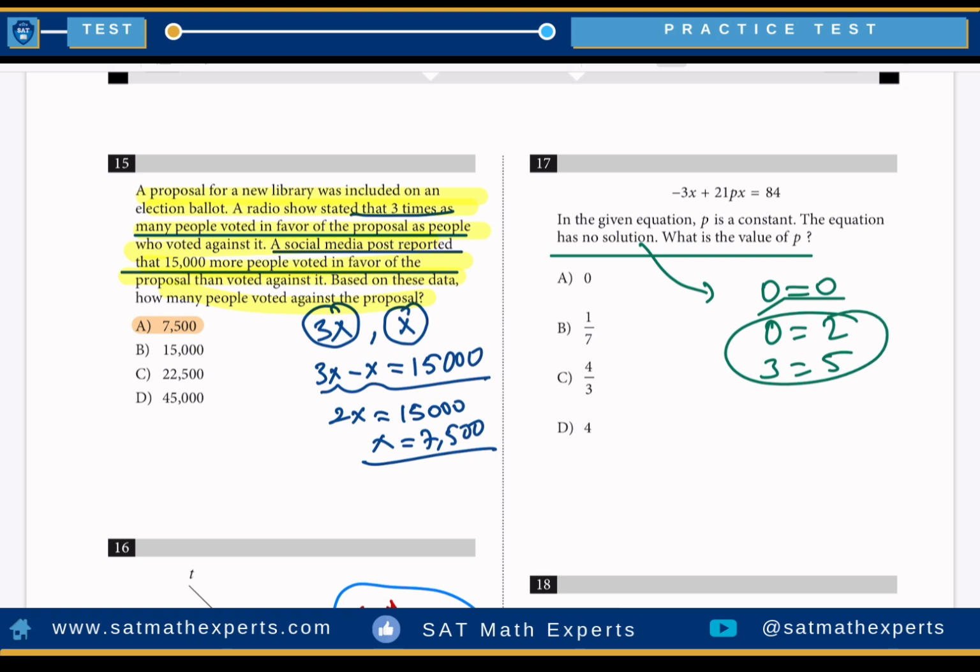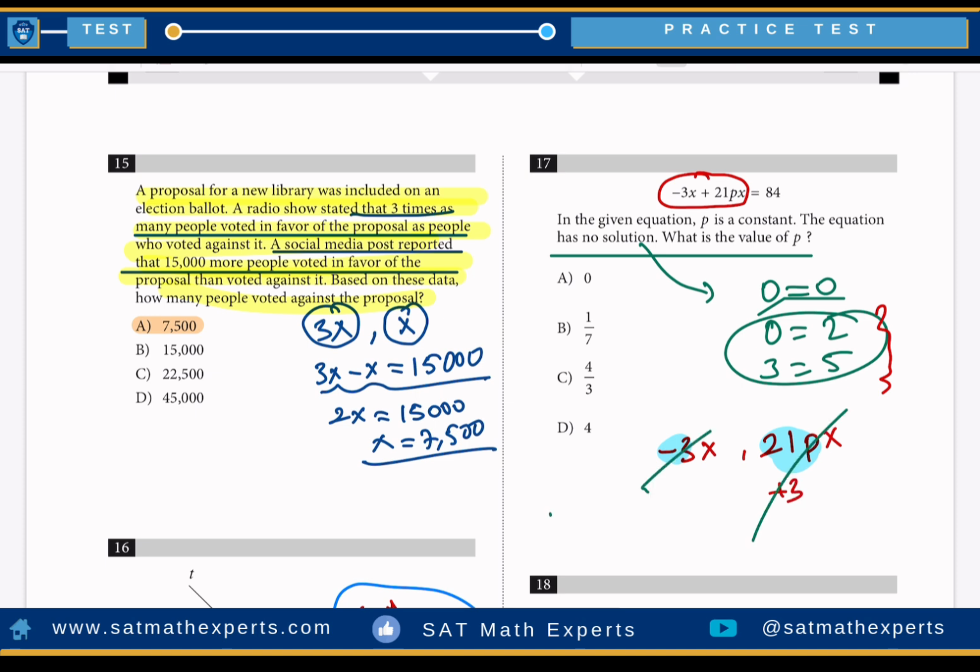Okay? So if there is no solution, it means you shouldn't have any x variable in the equation. It should be cancelled out. So that's why these two values must be cancelled out: negative 3x and 21px. The coefficient here is negative 3, so this should be positive 3. If this is positive 3, they can be cancelled out.